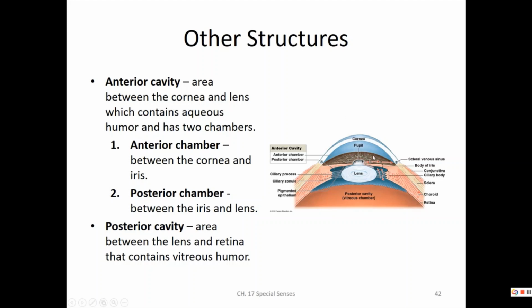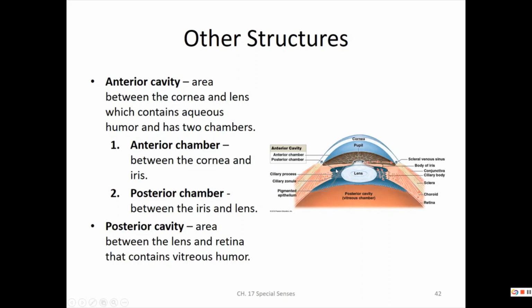So here we have our cornea, here we have our lens, and these become the first landmarks to find the anterior cavity. Anterior cavity, we go behind the cornea, and in front of the lens is the anterior cavity. Then behind the lens is your posterior cavity. Now, the anterior cavity has two small chambers. The anterior chamber is behind the cornea, in front of the iris. As you go through the pupil, behind the iris and in front of the lens is your posterior chamber.